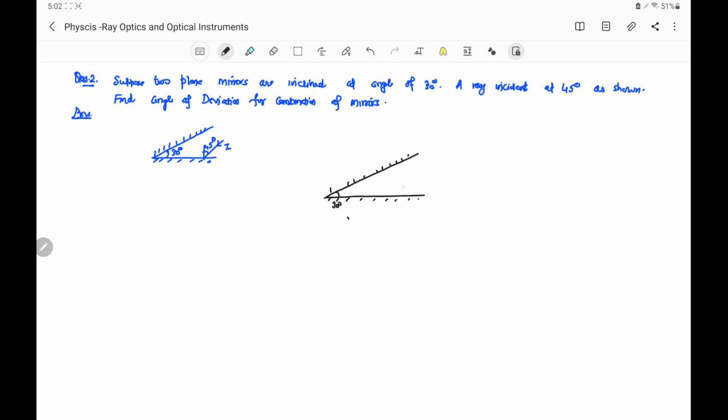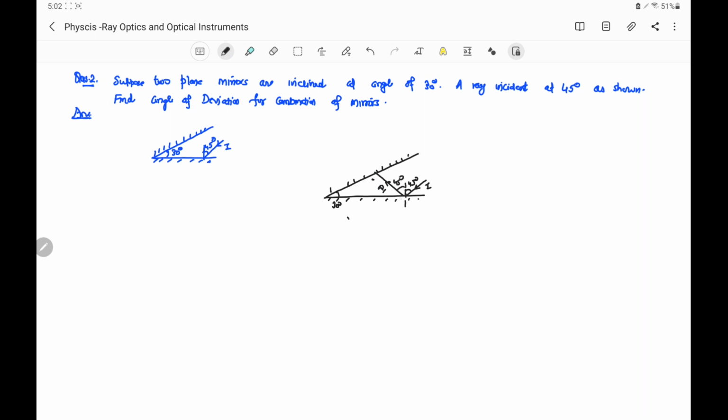And one of the rays strikes one of the mirrors at an angle of 45 degrees. So as per the law of reflection, this ray is reflected at an angle of 45 degrees. This is the first reflected ray. This is the incident ray. And the angle of reflection will also be equal to 45 degrees.